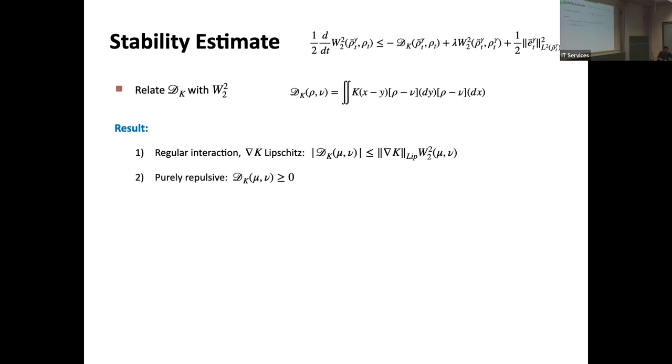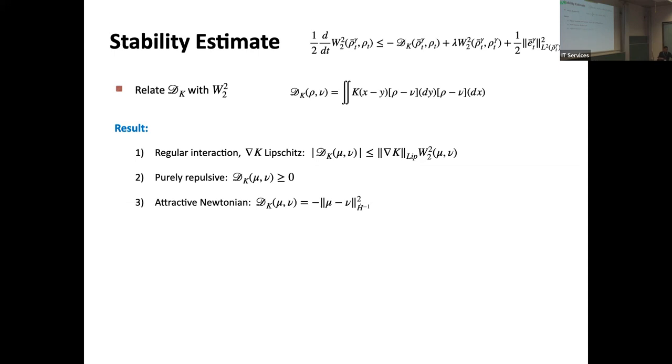The next one is the purely repulsive case. If your particles are purely repelling, it doesn't matter how singular it is, what we know is that this has a sign. And this, in fact, has a good sign. Because if D is non-negative, if you look at the inequality above, I can just drop it. So somehow, repelling particles are doing better.